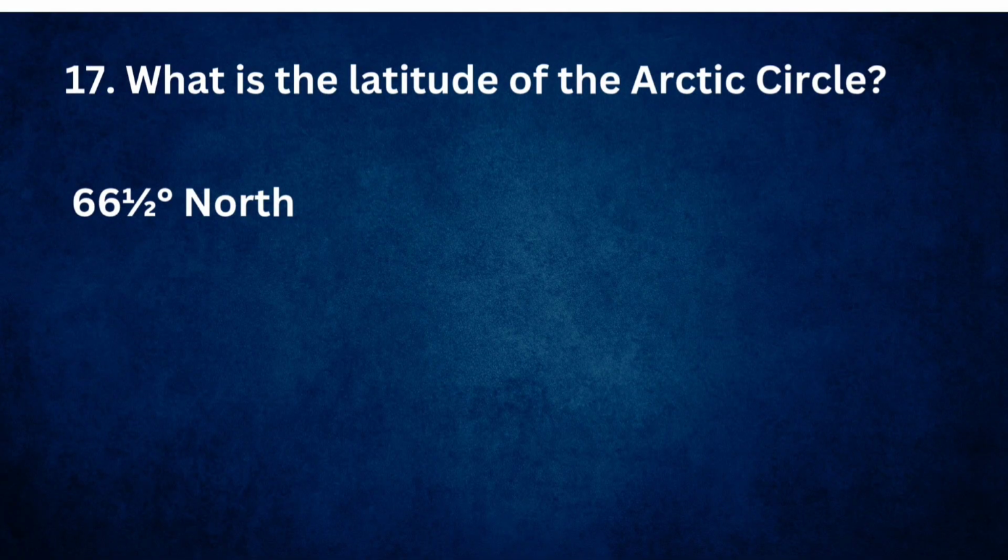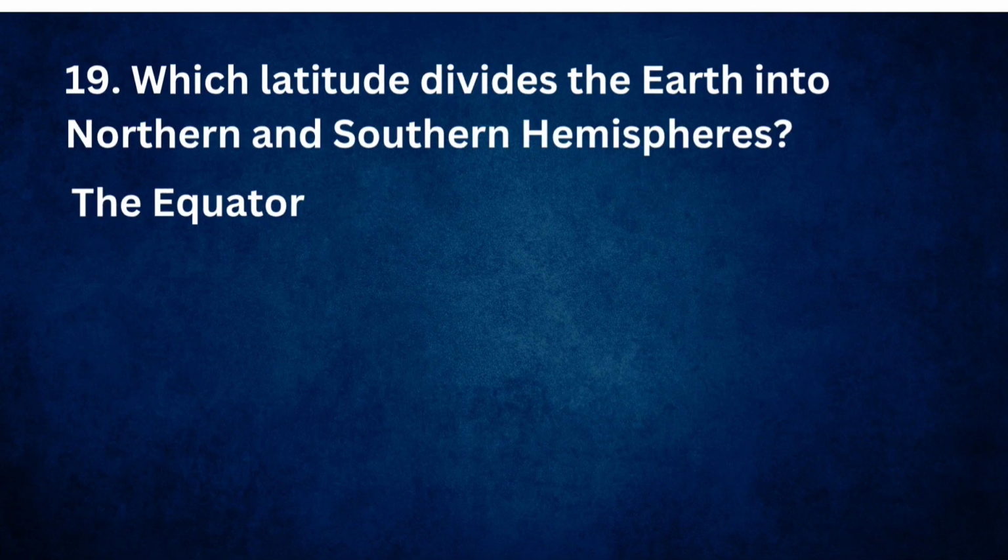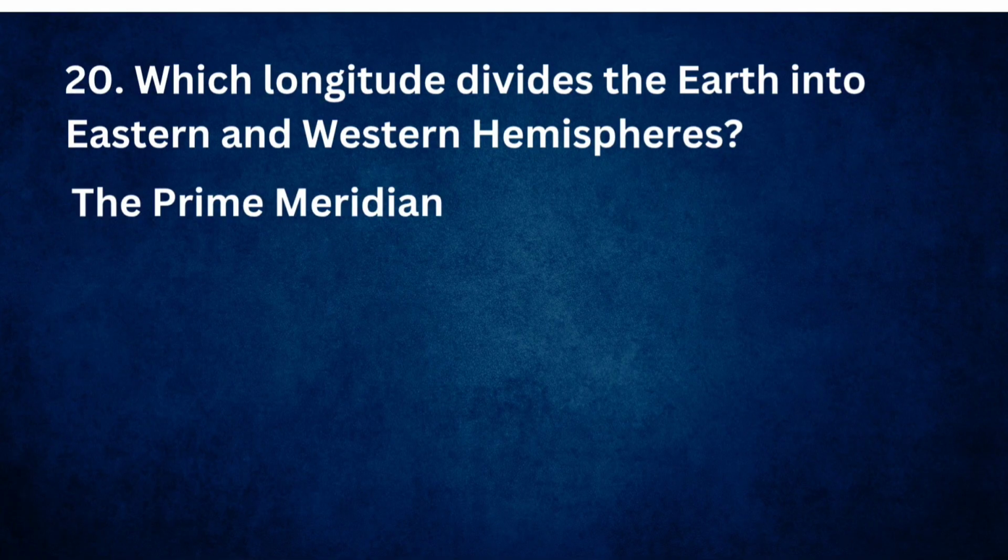What is the latitude of the Arctic Circle? 66.5 degrees north. What is the latitude of the Antarctic Circle? 66.5 degrees south. Which latitude divides the Earth into northern and southern hemispheres? The equator. Which longitude divides the Earth into eastern and western hemispheres? The prime meridian.